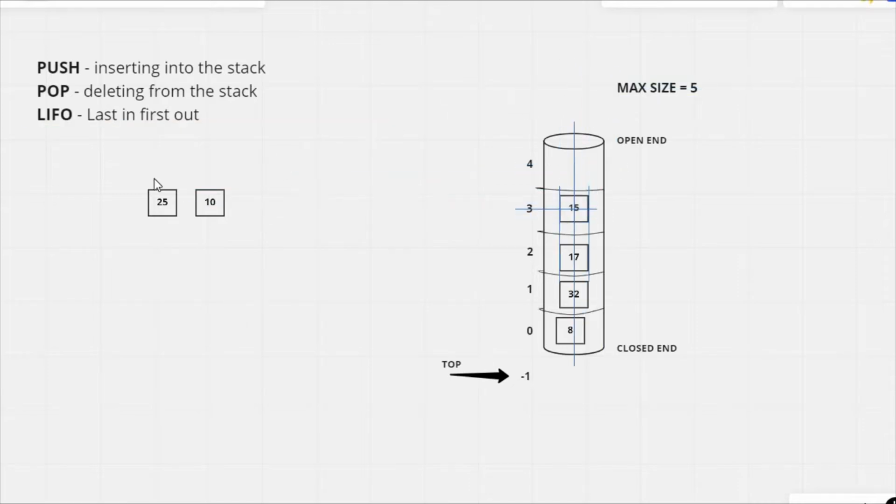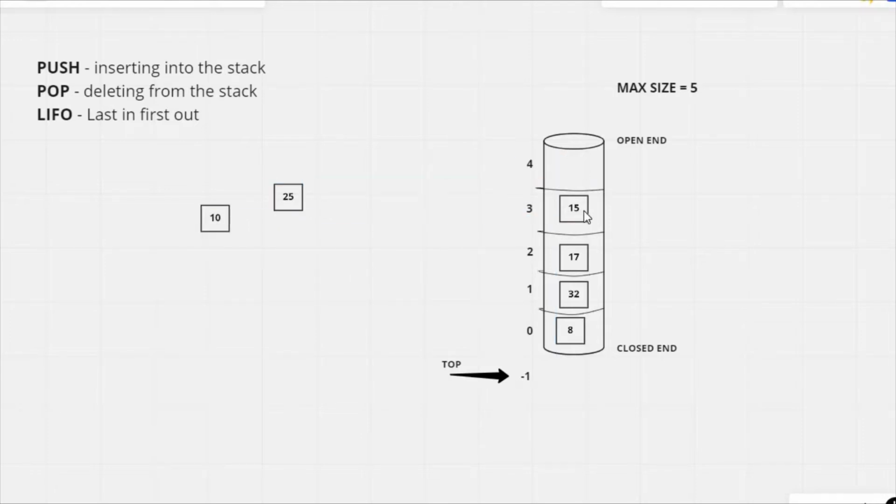Now let me insert few more elements into the stack. Now what if I have to insert one more element into the stack? Our example stack can hold maximum of 5 elements at a time. Now if I try to insert one more element into the stack, I won't be able to do that. And this condition is called overflowing.